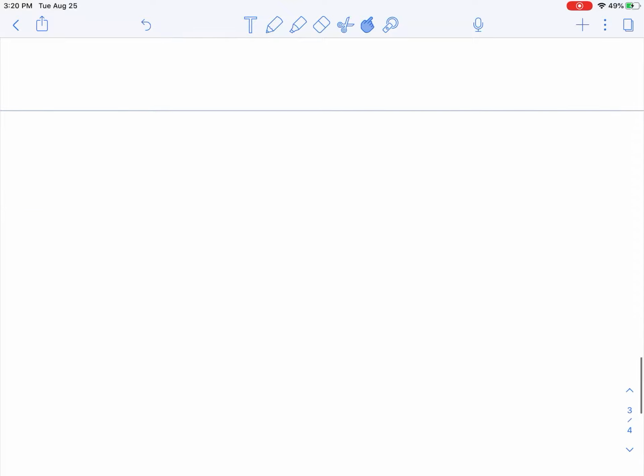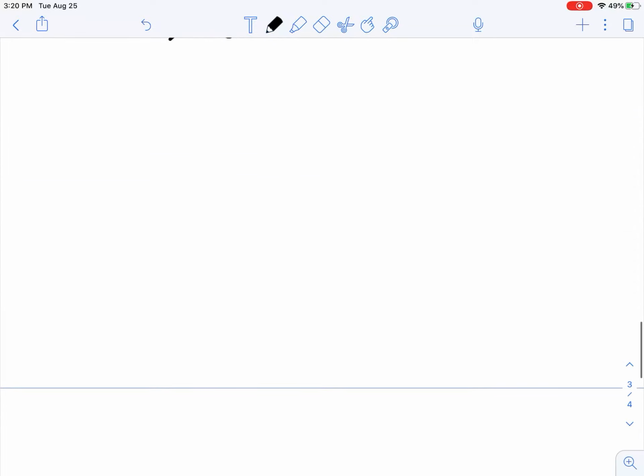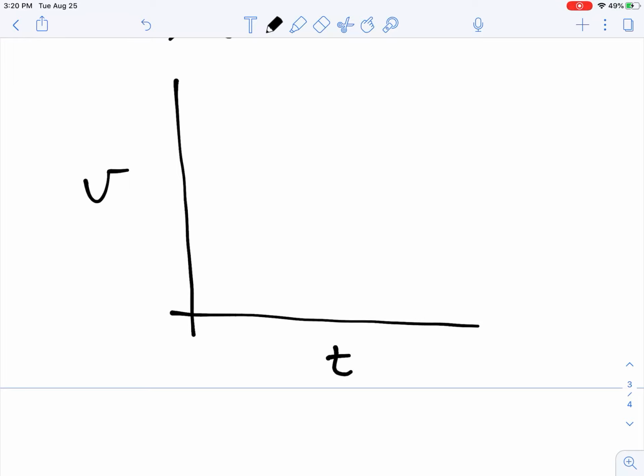Okay, we're almost done. I just want to go through one more graph. This time I want to show you a velocity time graph. Last graph we looked at was a position time graph. Now we're going to look at a velocity time graph. So let's just say we have velocity and time, and we do this. I'm going to go through the same argument I did before. I'll speed it up really quick.